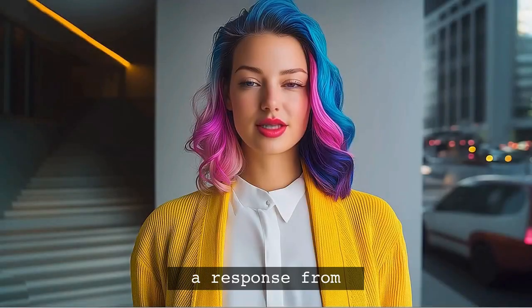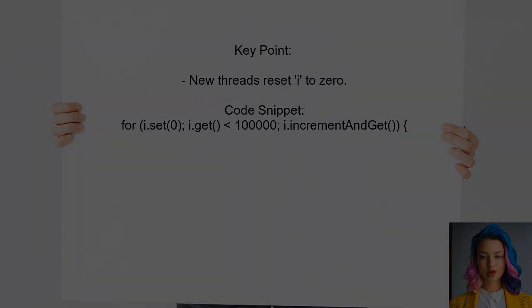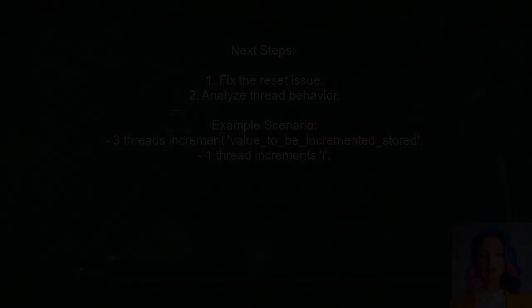Now let's see a response from a different user. The user points out that every time a new thread enters the run method, it resets the count of i to 0. This happens because of the statement i.set(0) at the start of the loop. They also highlight that after fixing the reset issue, it's important to analyze how the threads behave. For instance, if 3 threads enter the loop while a fourth increments i, the value to be incremented stored could increment multiple times while i only increments once.